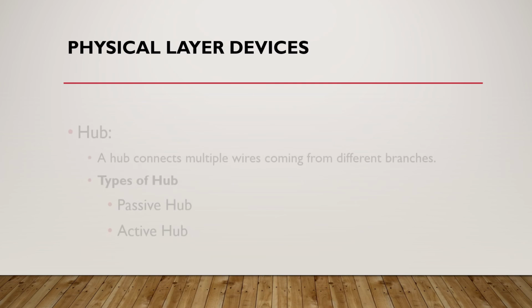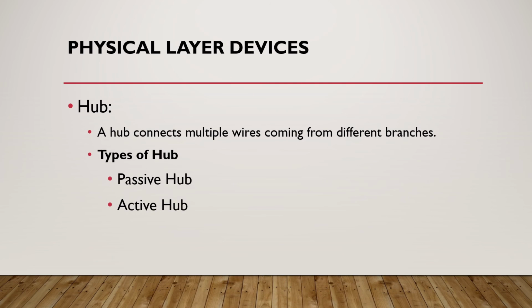Then second device is hub. Hub is basically a multi-port repeater. A hub connects multiple wires coming from different branches, for example, the connector in star topology which connects different stations. Hub cannot filter data, so data packets are sent to all connected devices. In other words, collision domain of all hosts connected through hub remains 1. Also, they do not have intelligence to find out the best path for a data packet, which leads to inefficiency and wastage.